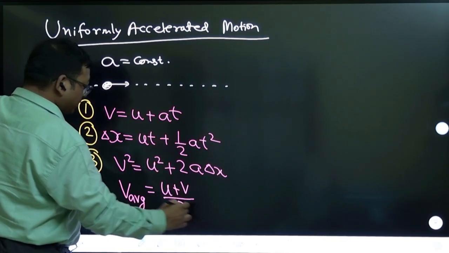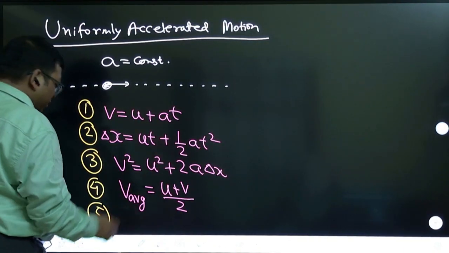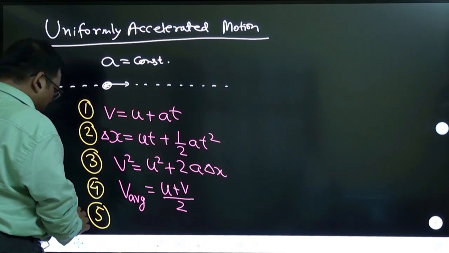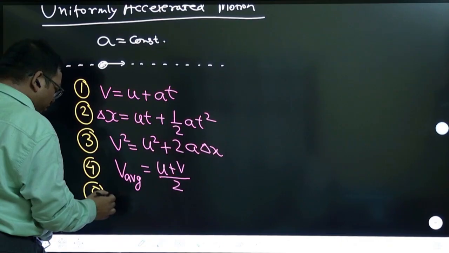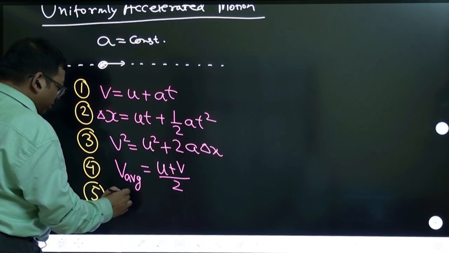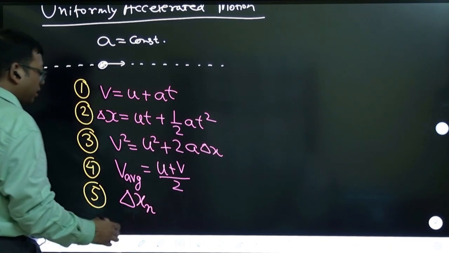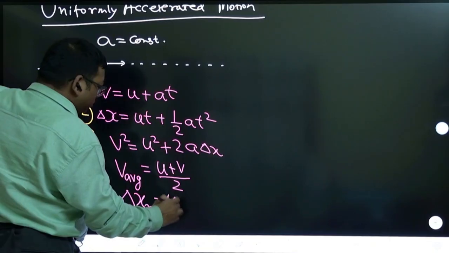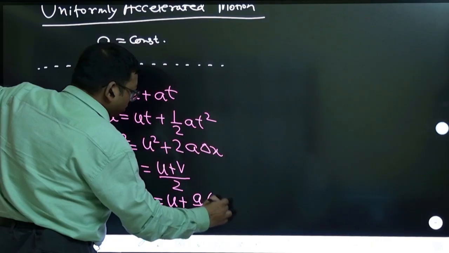Now you will understand why this average is correct. Already we discussed yesterday why it is the mathematical average, because the graph is a straight line. And the last one is the displacement in the nth second, delta x_n equal to u plus a by 2 times (2n minus 1).